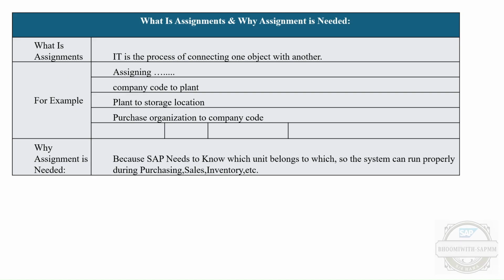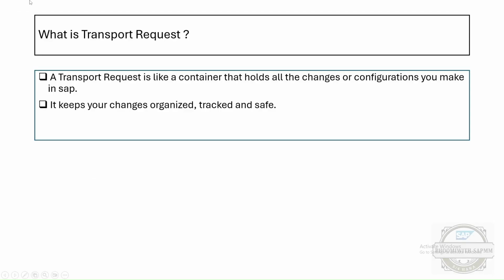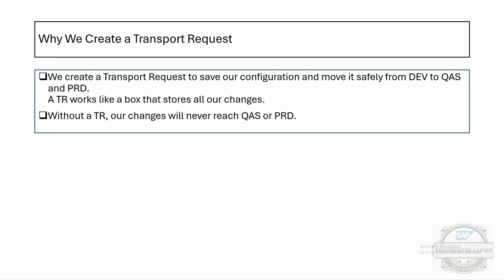So now we will enter into the configuration part and start creating a company. Before company creation, we will learn about the TR. What is a transport request, a TR? A transport request is like a container that holds all the changes or configurations you make in SAP. It keeps your changes organized, tracked and safe.